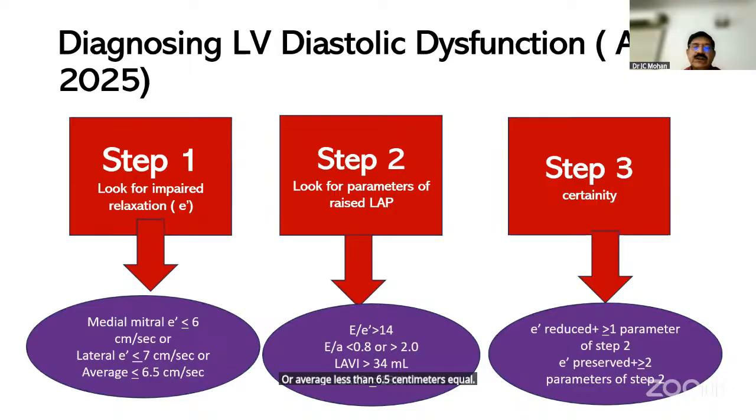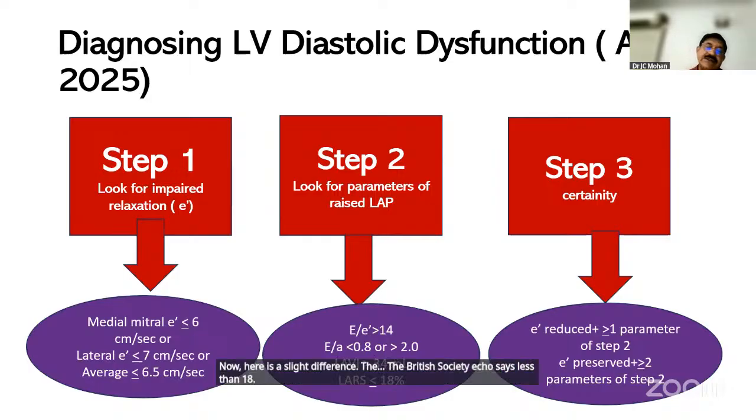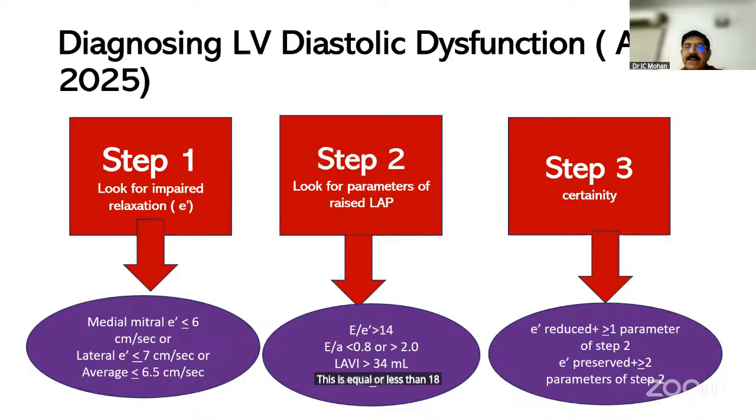In step 2, you look at all those 4 parameters which were there earlier, except the left atrial reservoir strain is equal or less than 18. Now, here is a slight difference. The British Society of Echo says less than 18. This says equal or less than 18. So there is a minor difference.